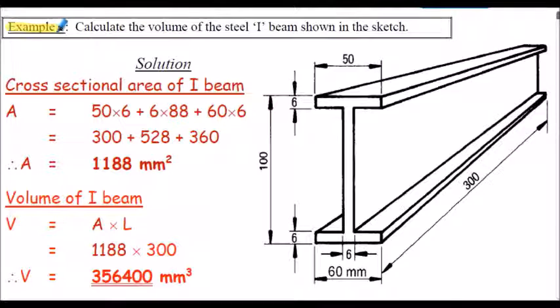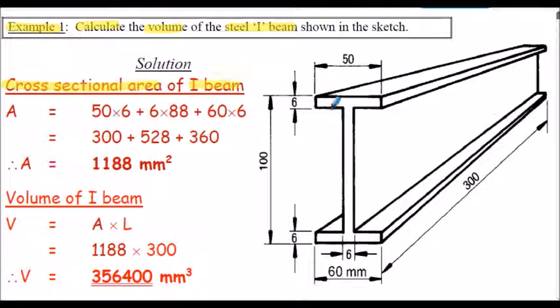Here's example 1. We're asked to calculate the volume of the steel I-section beam shown in the sketch. This is the I-section beam here. This is a prismatic section. It's a constant section throughout its length. Notice all the dimensions are in millimeters here. So firstly, let's find the cross-sectional area of the I-beam.